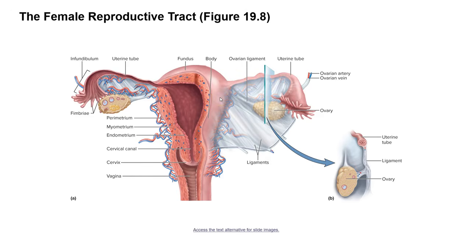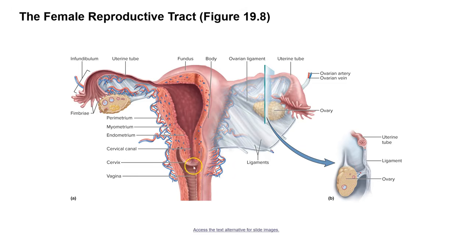Now, the uterus has 3 major regions to it. It has what's called the fundus, which is this enlarged, broad portion at the top. It has the body, which is this mid portion here, and then it has what's called the cervix, which is the lower portion or the inferior portion of the uterus.